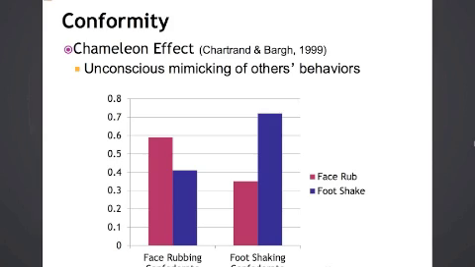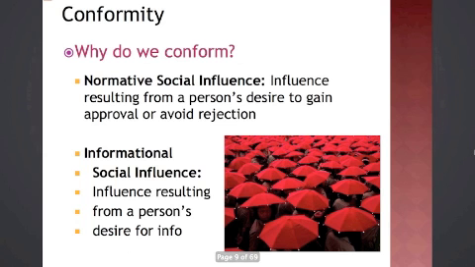Chartrand and Bargh have studied this, and in the chart here what you see is that when participants are in a room with an actor, who we call a confederate in psychology research, who has been told to do a certain behavior, like face rubbing or foot shaking, then the participants themselves start to mimic that behavior. So when participants are in the presence of a face rubbing actor, they tend to do more of their own face rubbing compared to foot shaking. And then over here we see that when participants are in the presence of a foot shaker, we see more foot shaking than face rubbing. And again, this is showing us the chameleon effect, one kind of conformity.